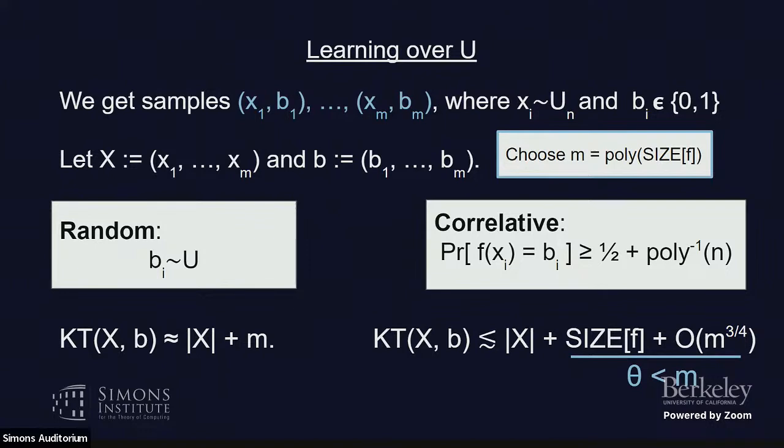But that's not quite enough, of course, because the bi's aren't always correct with respect to f. So that's where this term comes in, which encodes the indices i where the bi's are incorrect. I won't go into too much detail, but it turns out to be a little bit KT compressible. You can choose m to be a large enough polynomial in n, so that m for sure outweighs the size of the circuit for f, and you get the desired gap in KT between the two cases, which your heuristic for KT can identify and output random or correlative.